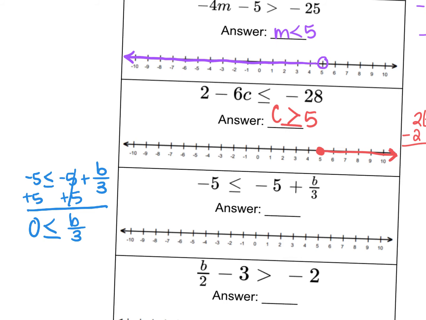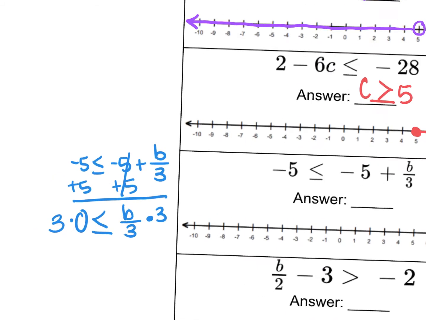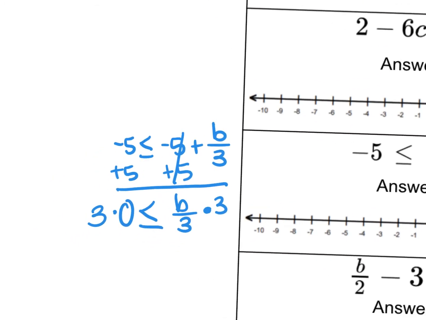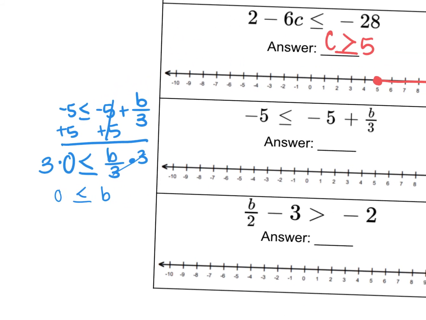Well, to undo division, we do multiplication, so I'm going to say times 3 on both sides. And let's actually do it this way so you guys can see. And so 0 times 3 is 0. We multiply by a positive, so we do not change the sign. It stays the same. And if you're dividing by 3 and you multiply by 3, these two make a 1. So you have 0 is less than or equal to b. So 0 is less than or equal to b.